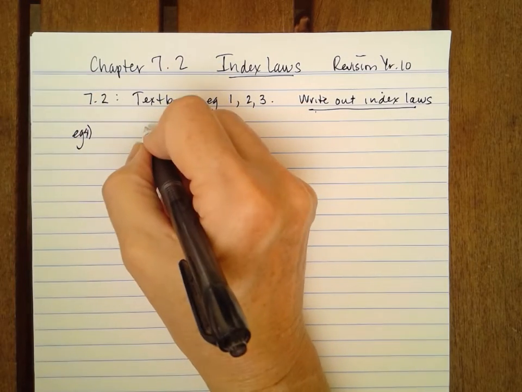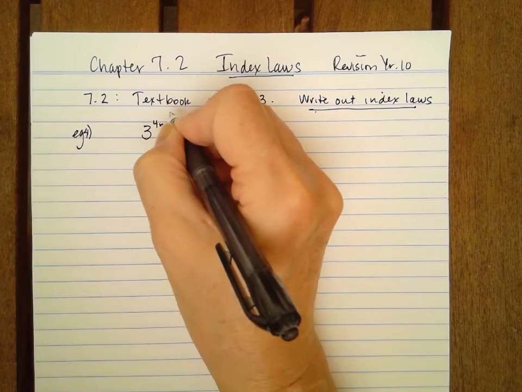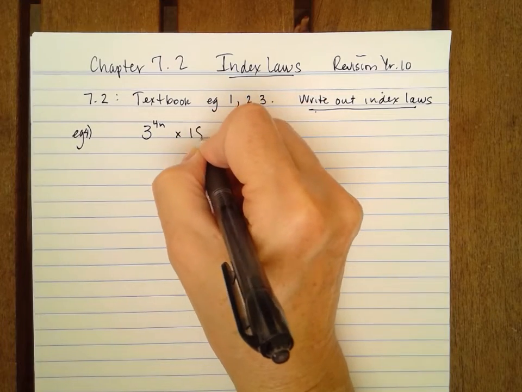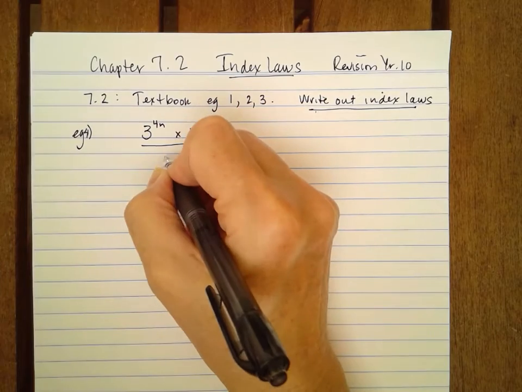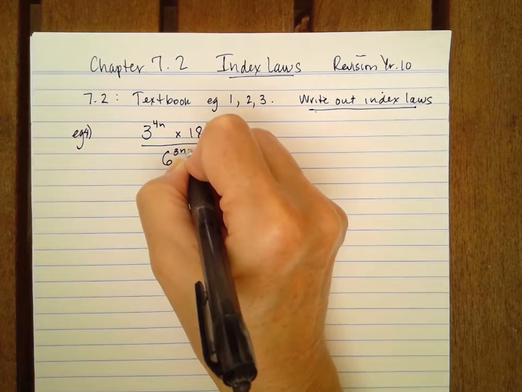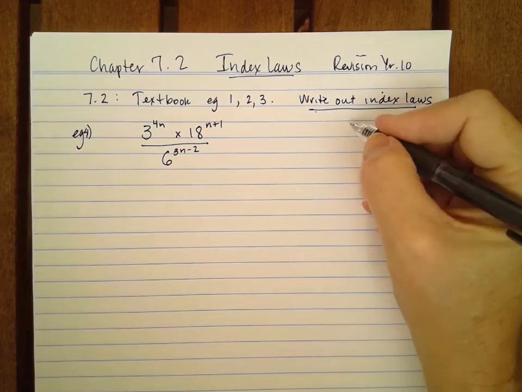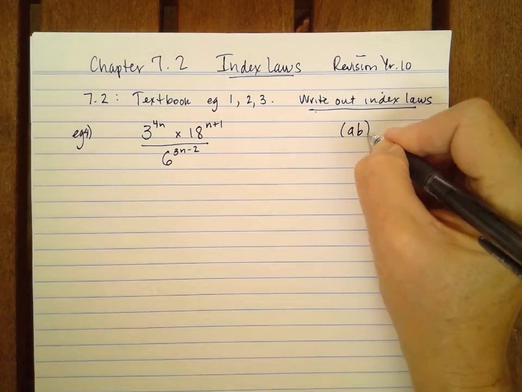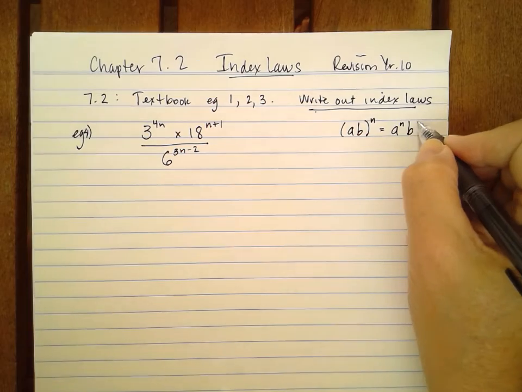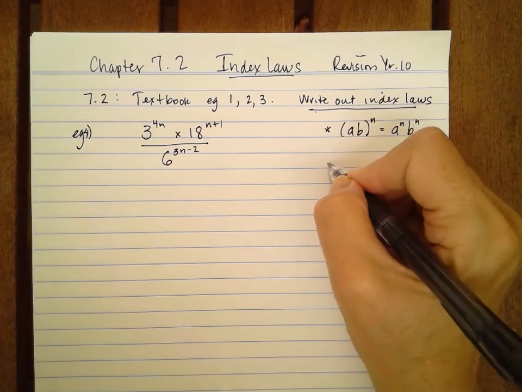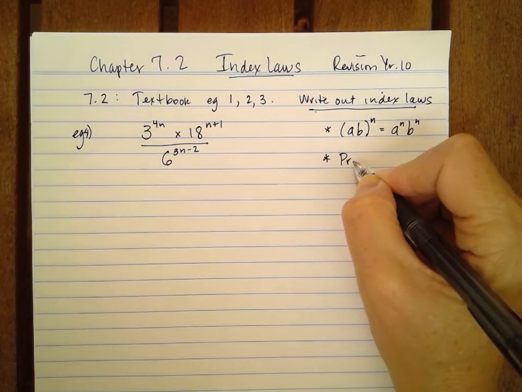Example 4, and this is out of your book. It says 3 to the 4n, so it's a little bit harder than your Year 10, times 18 to the n plus 1, all over 6 to the 3n minus 2. All right, now, we're going to use this rule that says if you're multiplying and then you raise to a power, you can raise each bit to the power, and we're also going to use the fact that we know how to prime factorize.